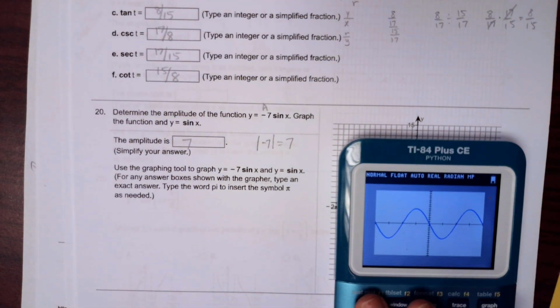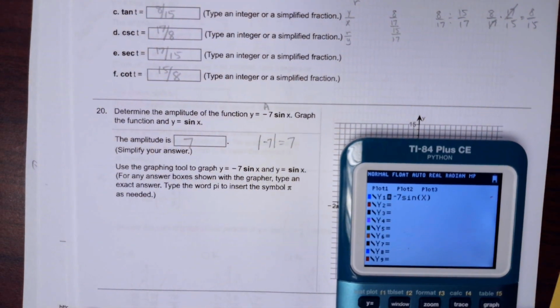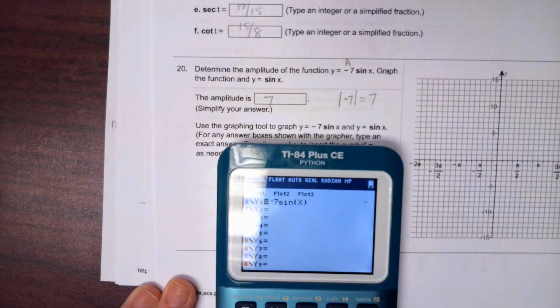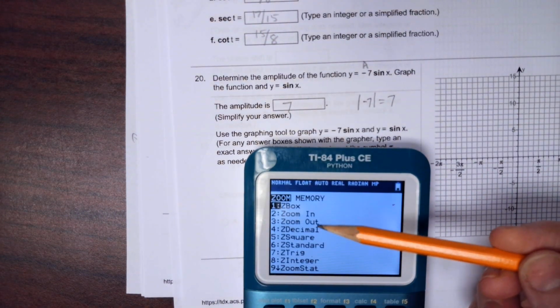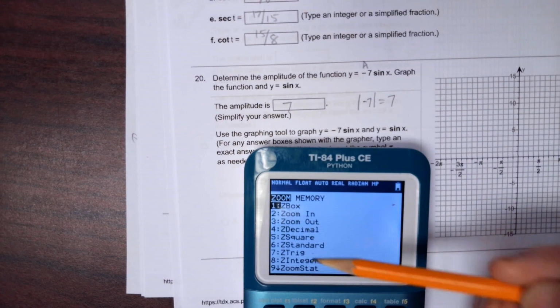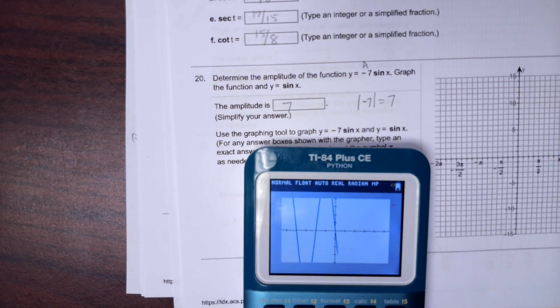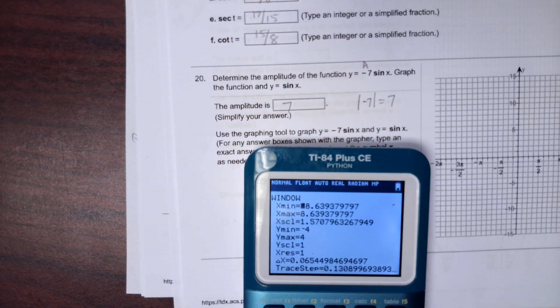Okay, when they ask you to graph, your calculator will help you graph these. So I want you to go to y equals, put your equation in, and then I want you to go to zoom. And I want you to go down and choose trig. Okay? Now, look at that window. That's a crazy looking window. Let's make sure our window is correct.